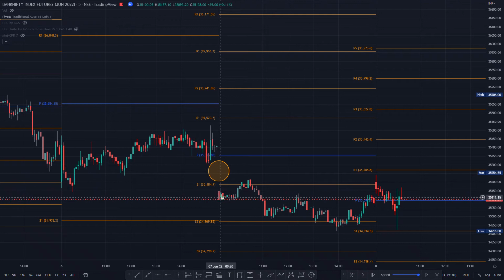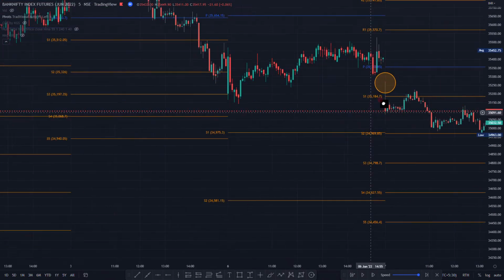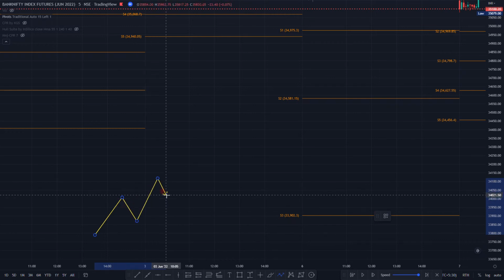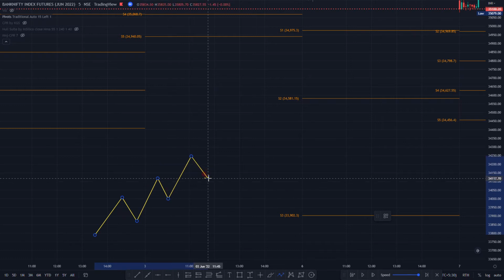Again it went into a small ranging market and started to create a high, then a higher low and then a higher high. But when the price of Bank Nifty reached this support level 1, support levels can also be termed as resistance levels. For example, guys, let me show you before this. This price of a market has been going up, a high and then a higher low, then a higher high, and so on.